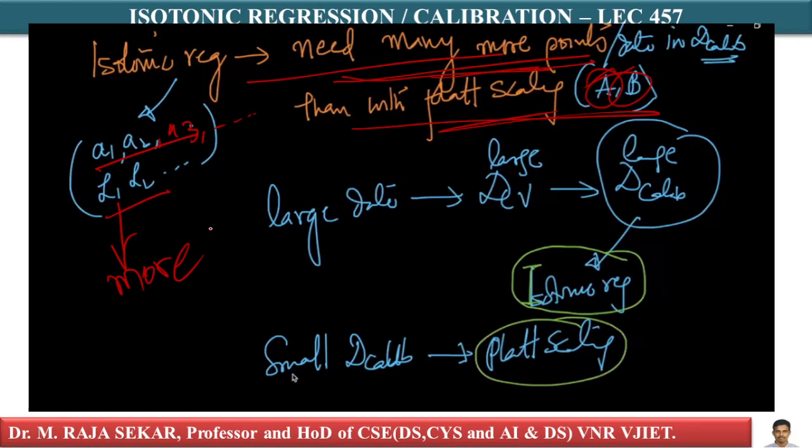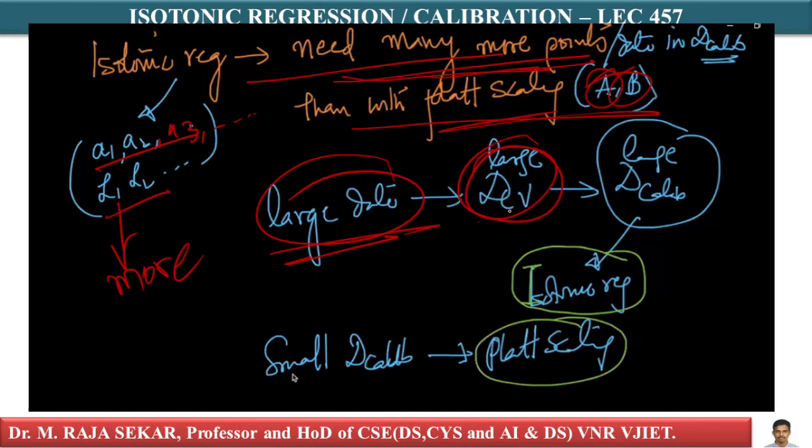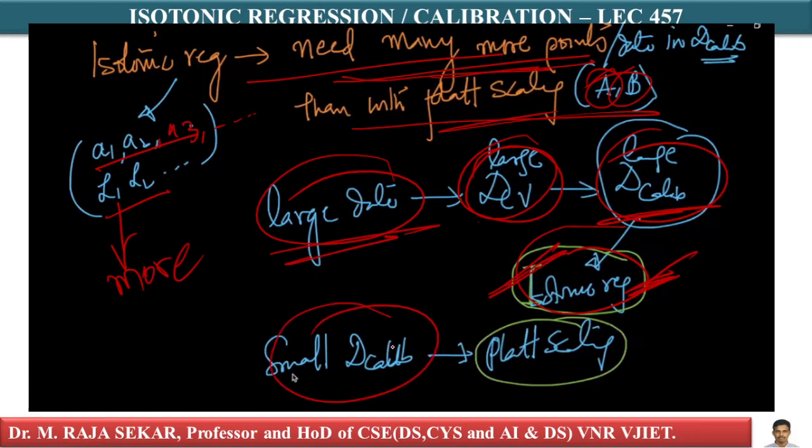So if you have large data, then you have a large cross validation set, then you can have a large calibration set. When you have a large calibration set, you can apply isotonic regression. If you have a small calibration set or small cross validation set, then it is better to use simple Platt scaling.